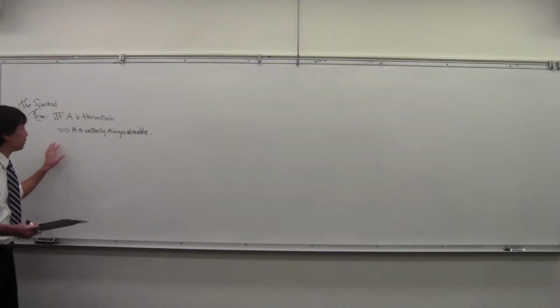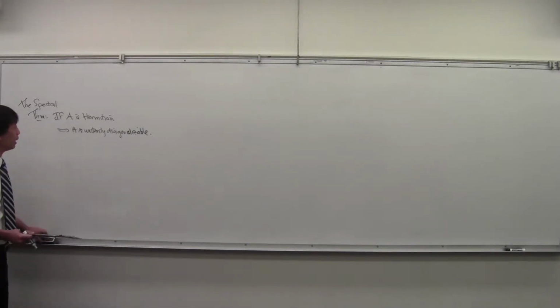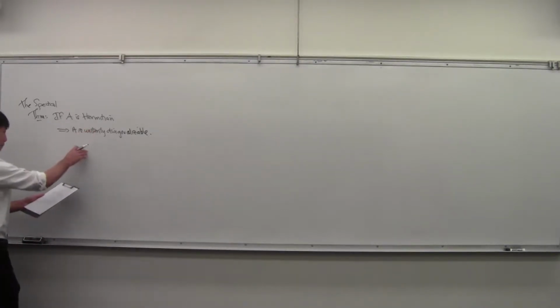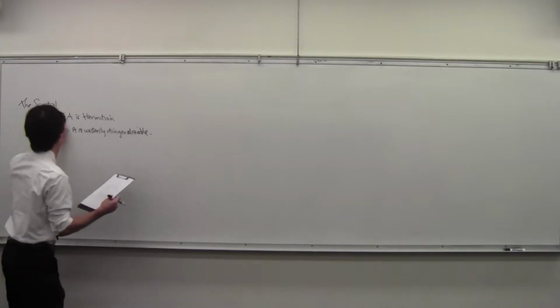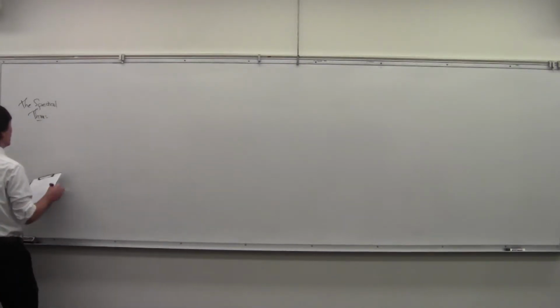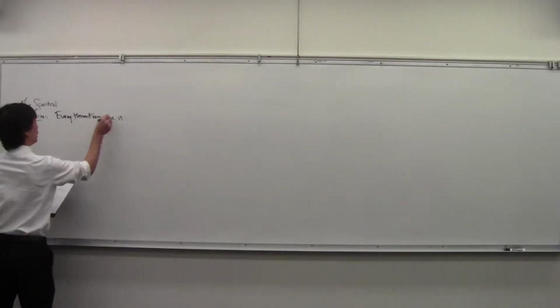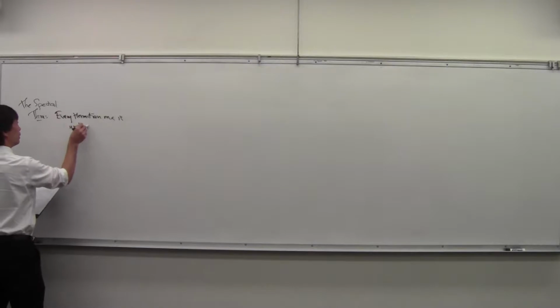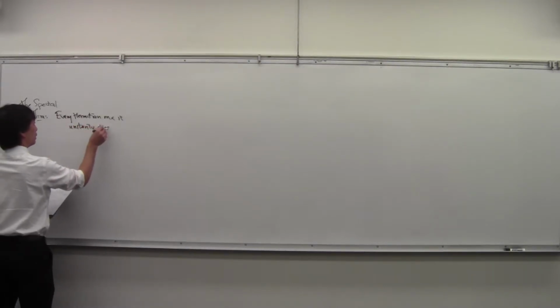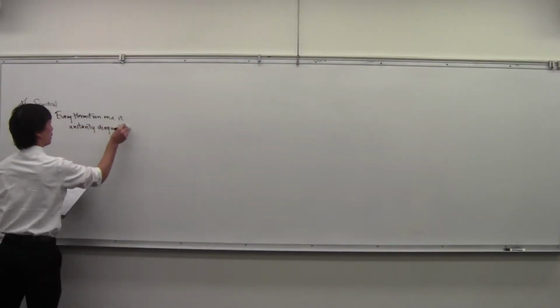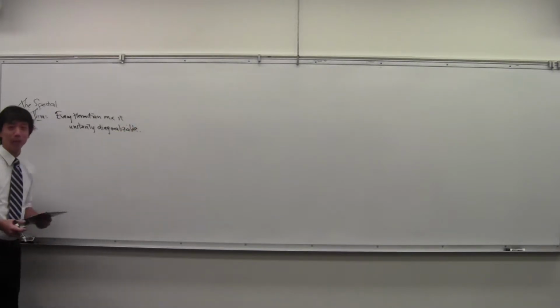So this is one of the classic big results of diagonalization. Let me write it in a more dramatic manner. Every Hermitian matrix is unitarily diagonalizable. It's the same thing, but just more dramatic.